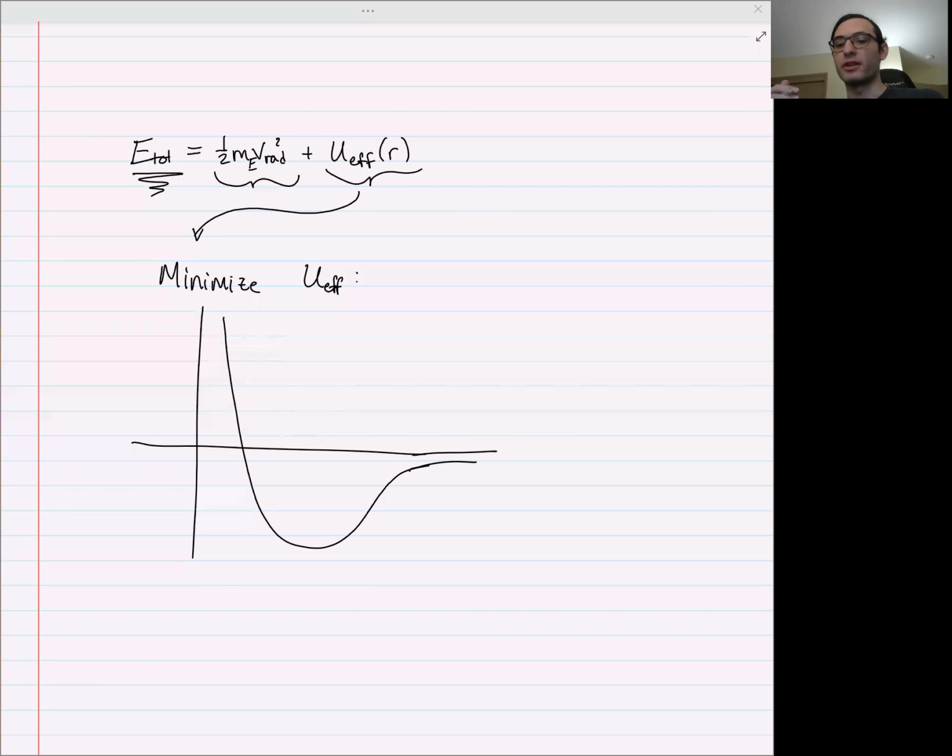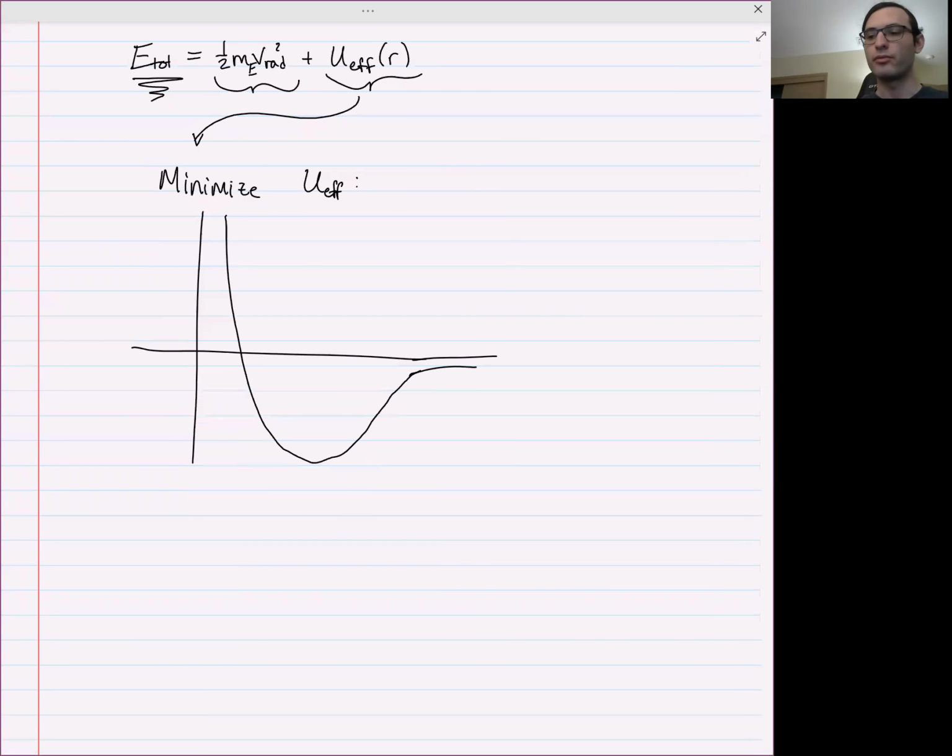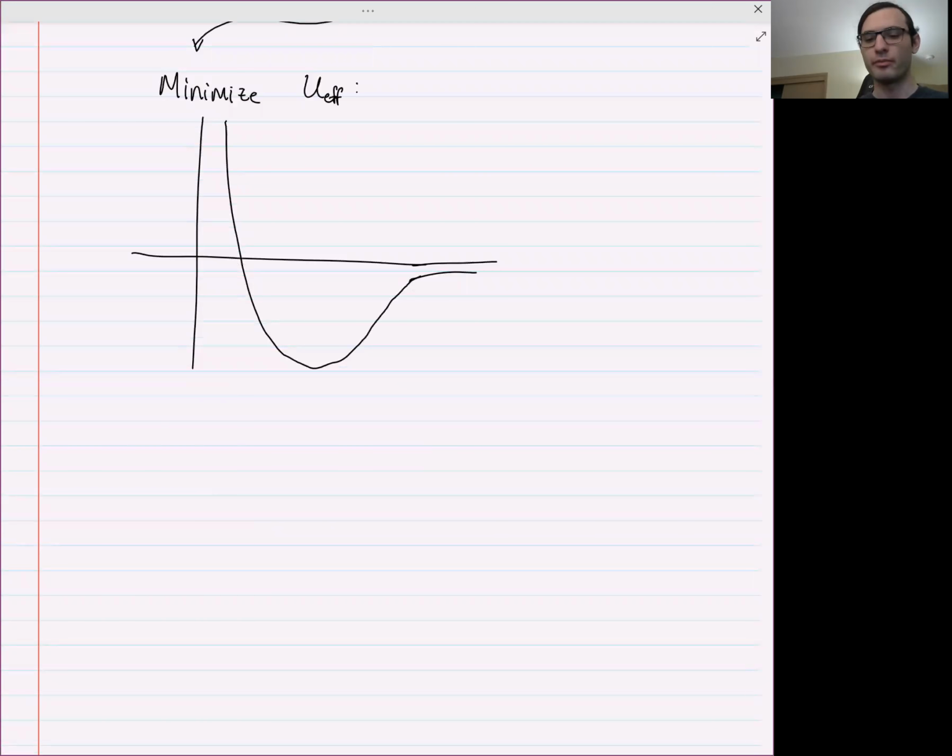There's only one minimum or maximum. There's only one extrema. So we can find the minimum value of the gravitational potential energy relatively easily, this local minimum, that is. We can find it relatively easily, if only because we can just take the derivative, set it to 0, and solve.